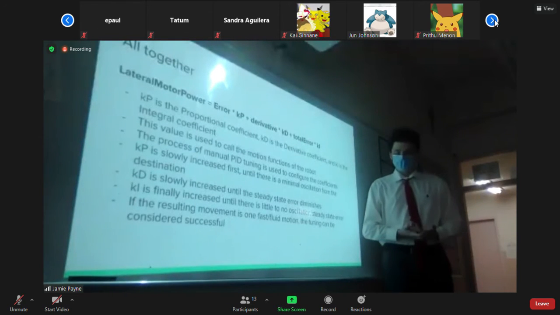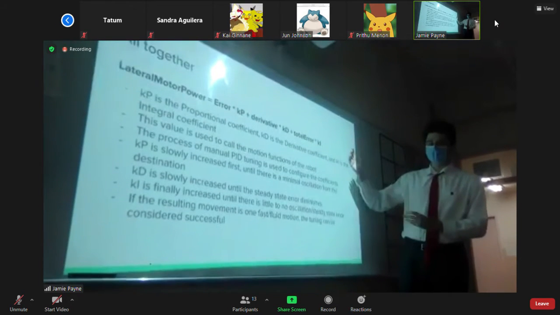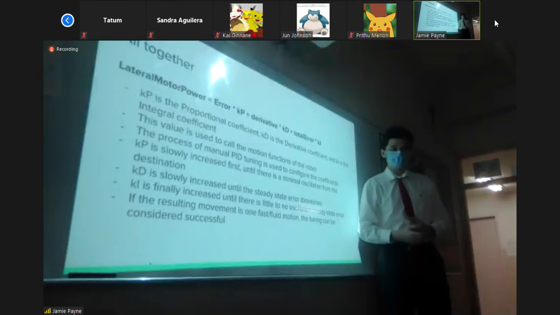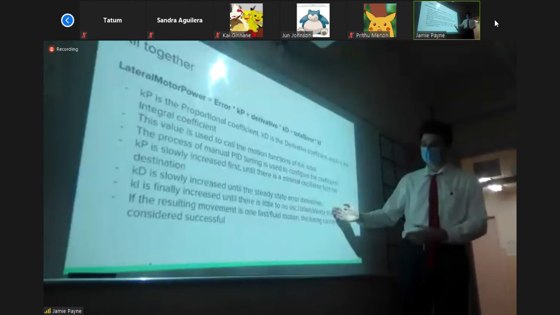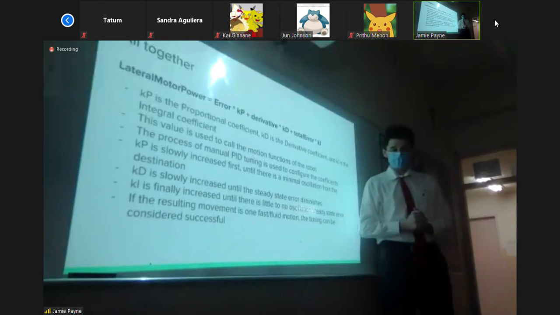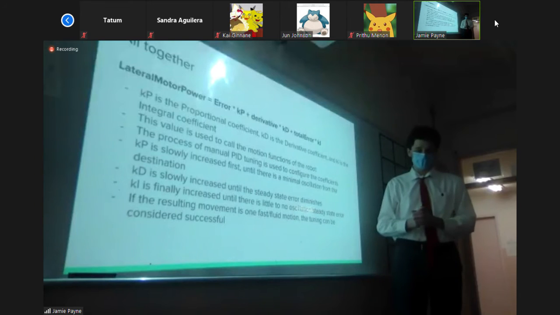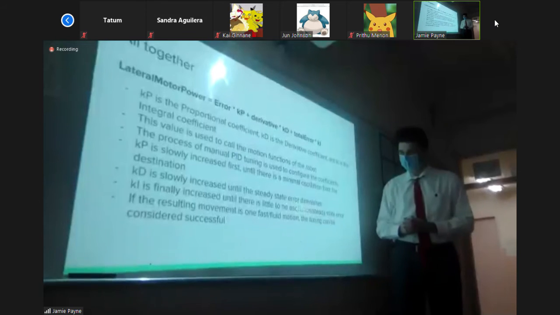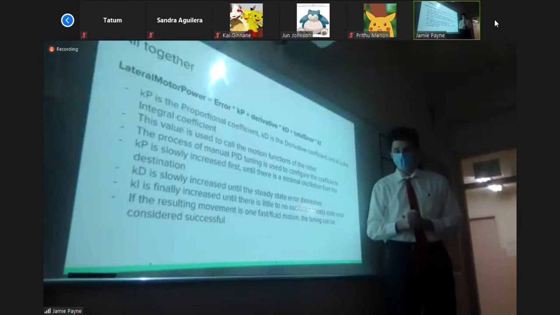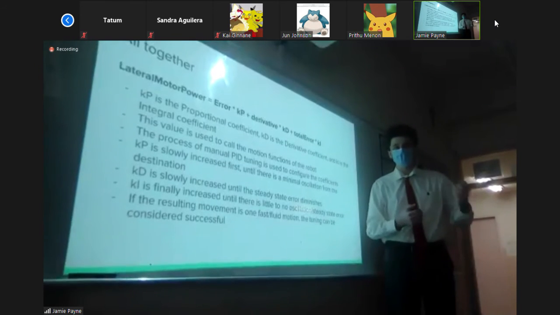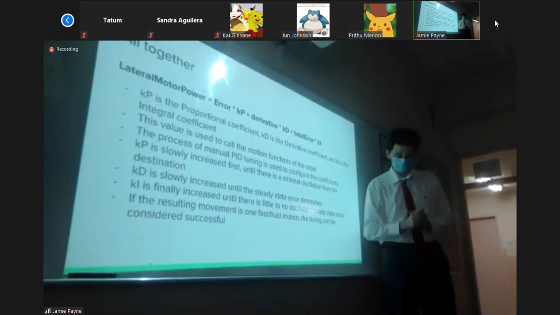Then, I said that there was a reason why I did PDI and not PID, even though the algorithm itself is most commonly called PID. This is why. Kd is slowly increased until the steady state error diminishes. This is because having the integral component this early on is bound to make the results go all over the place. And as a result, it's going to be much harder to tune the remaining derivative component than it would be the other way around, which is why Kd is always after P, but not after I.